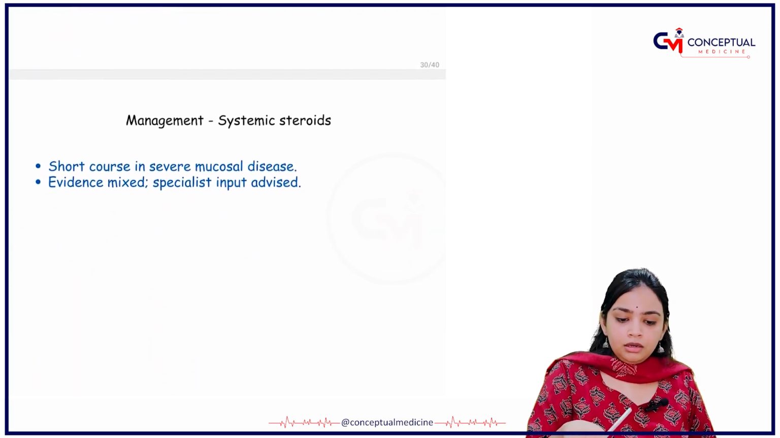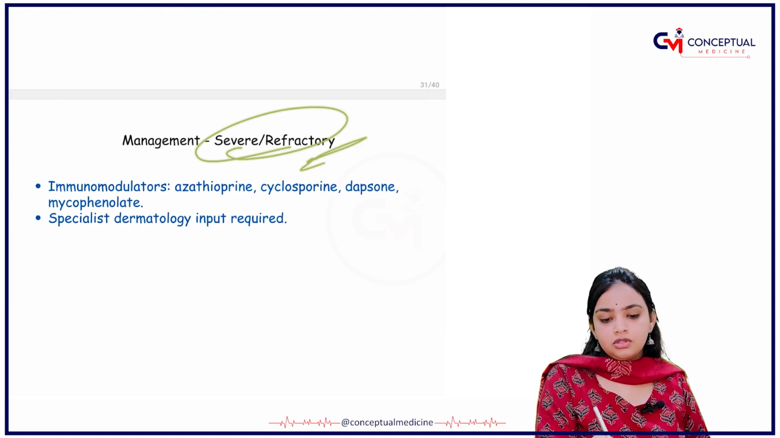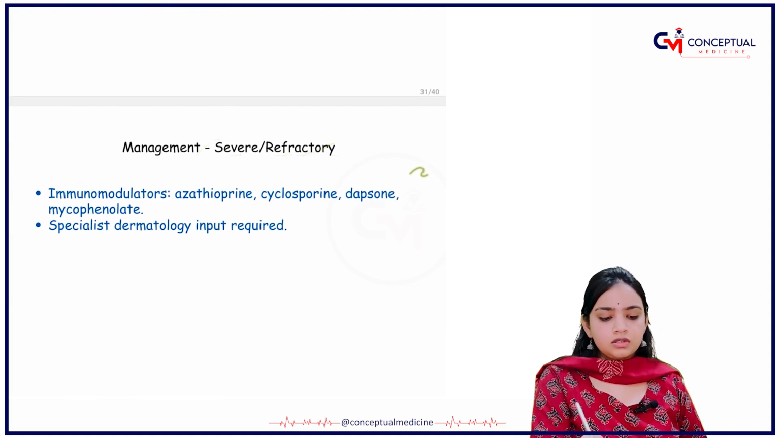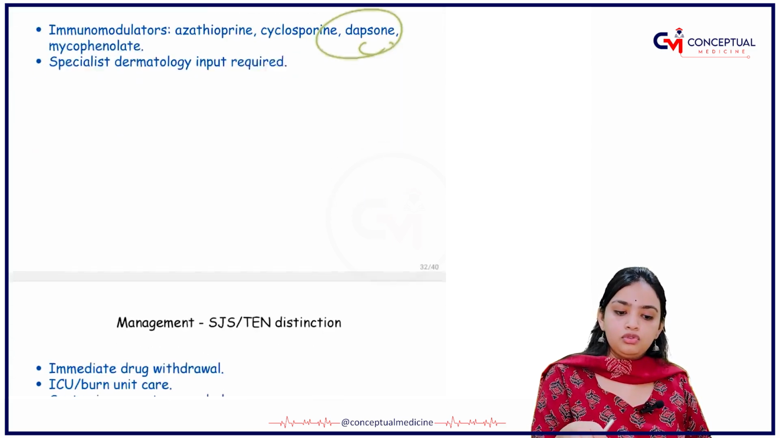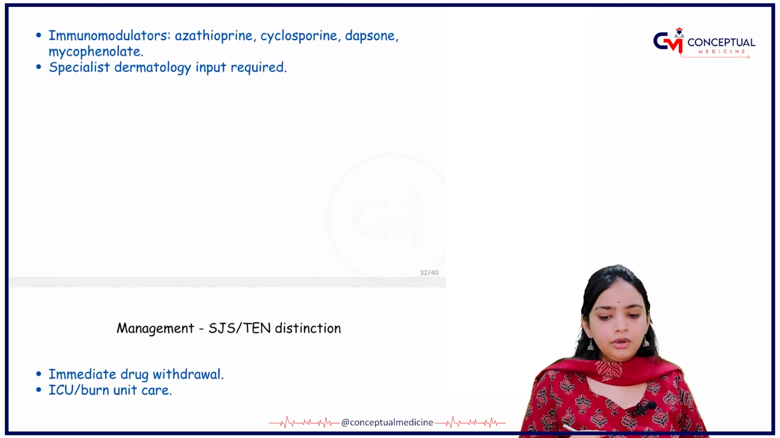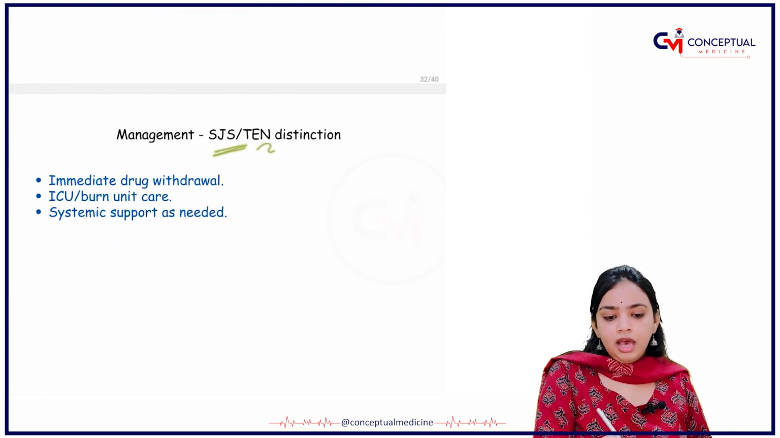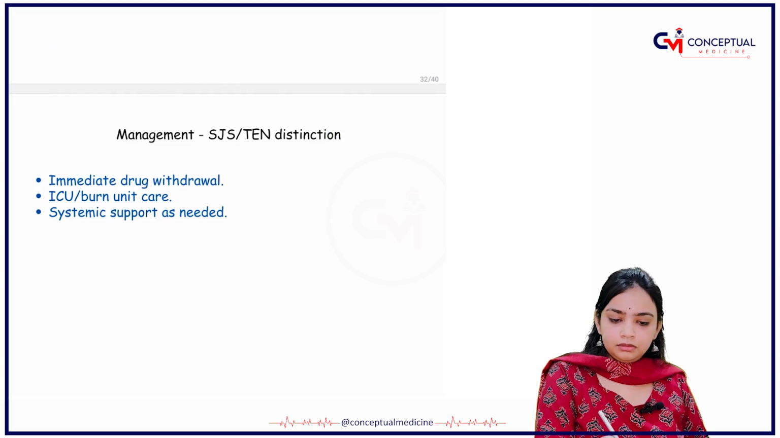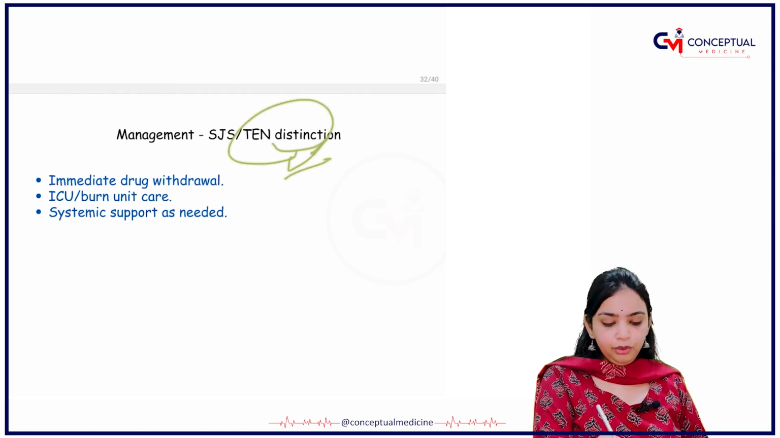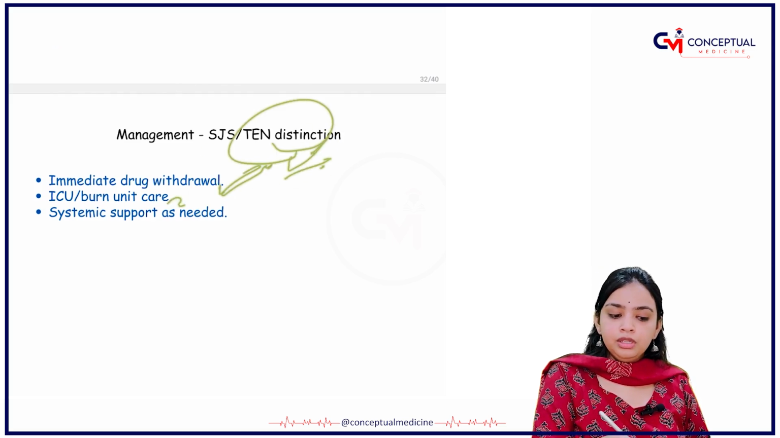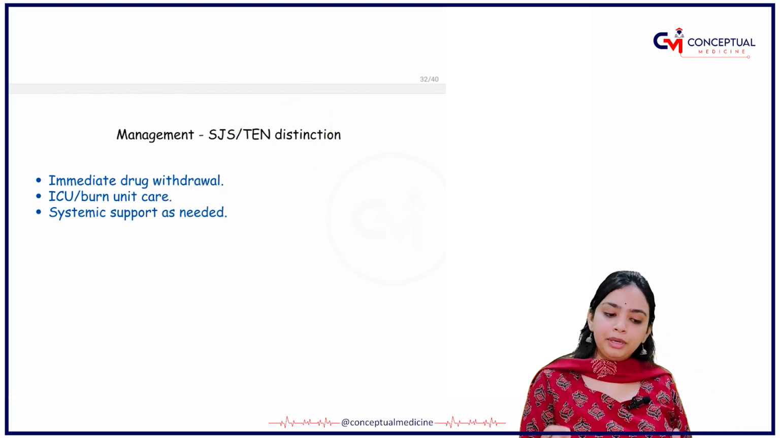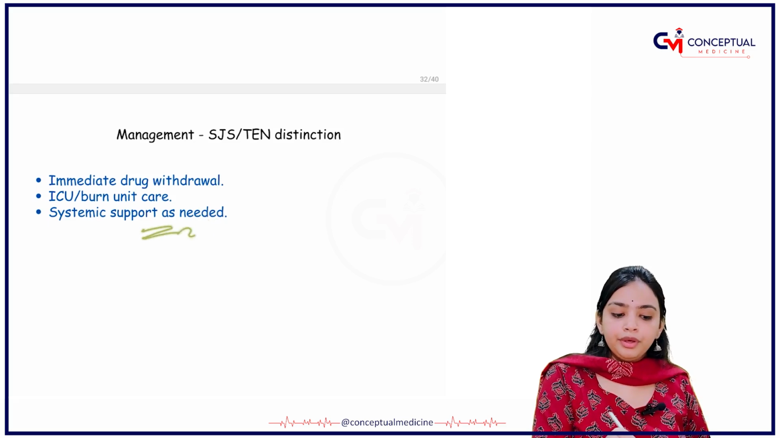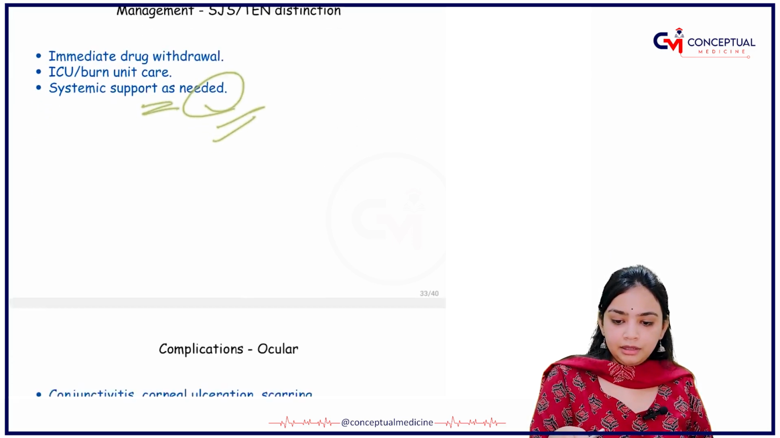Okay. Next, if there is a severe or refractory case, then you have to give immunomodulators like azathioprine and cyclosporin. Dapsone you can also give, and the rest you can consult your dermatologist. If the patient is having SJS, then the management is immediate drug withdrawal, then admit the patient to the ICU or the burn unit. Then you have to give systemic support as needed by the patient.